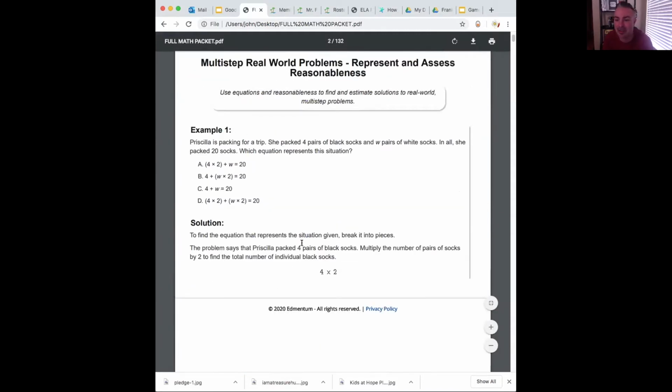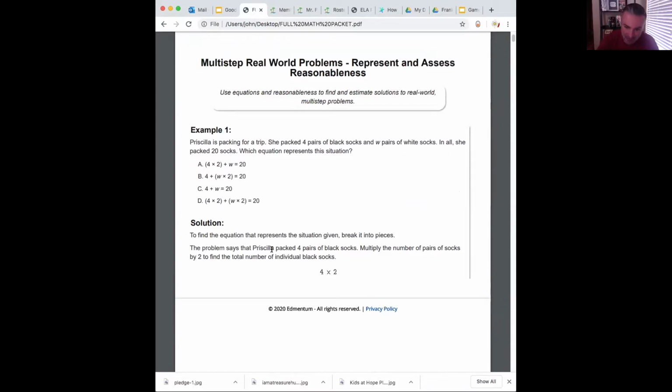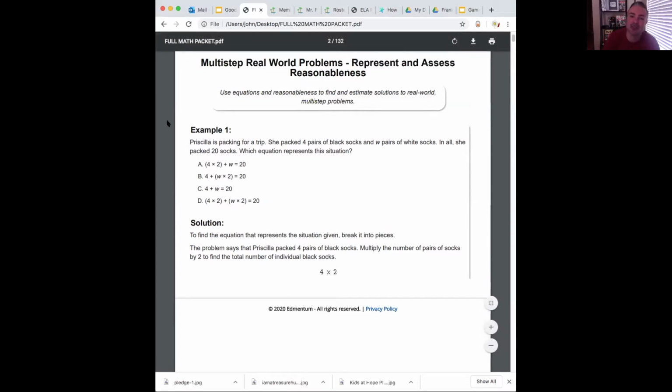So let's continue the example. Basically what you would do is, if you take 4 times 2, that gives you how many black socks, right? So then you have to figure out how many white socks. So for me, the way you would do that is, let's switch over to the camera.